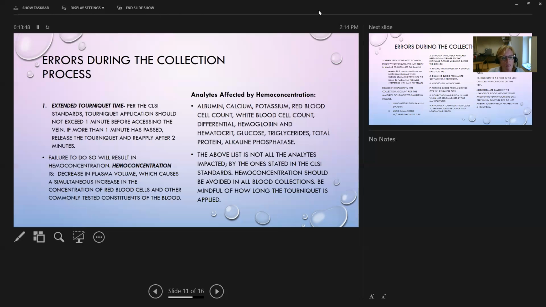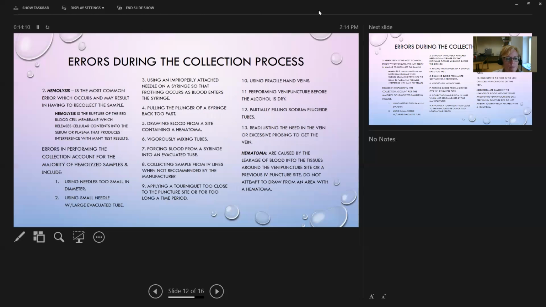So then that affects all the analytes that you see here. It can affect the blood cell counts, it can affect potassium, hemoglobin, hematocrit, glucose. It can kind of skew the results so they're not accurate for the doctor. There's other analytes that are also listed, and we need to really pay attention to how long that tourniquet is applied, and we will practice this in class.